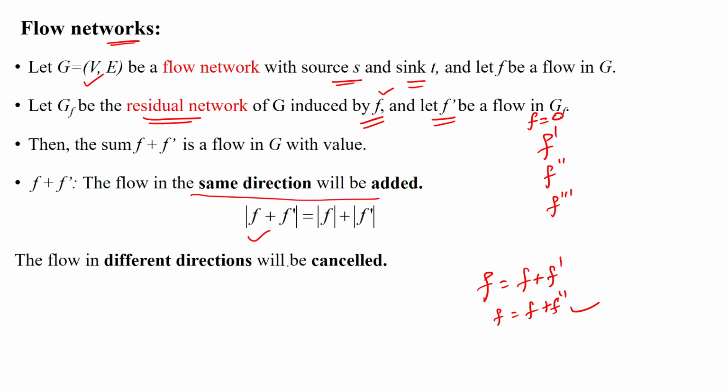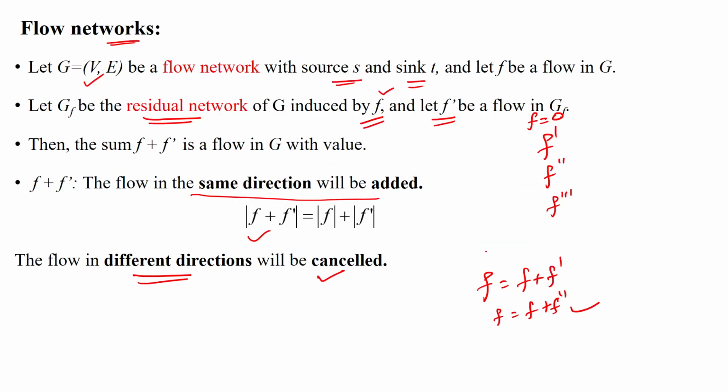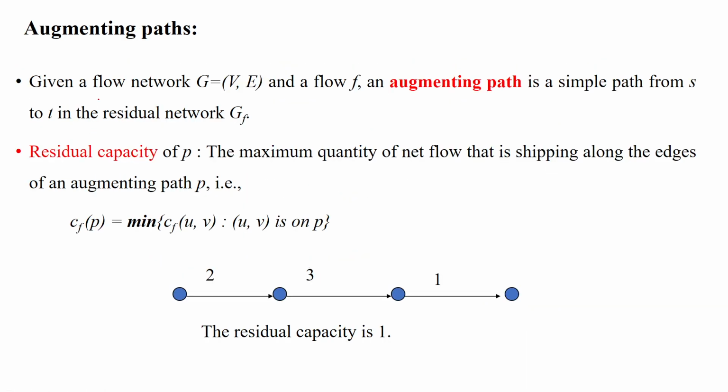Like that we have to keep calculating in the same direction. In the same direction we are adding, in different directions it will be cancelled. That means if it is the backward direction, here we are subtracting. So 3 minus 1, that is the flow value we are representing here. That's what we call cancellation. Then we have to identify the augmenting path for each and every iteration, in the name of the flow from the source to the destination.